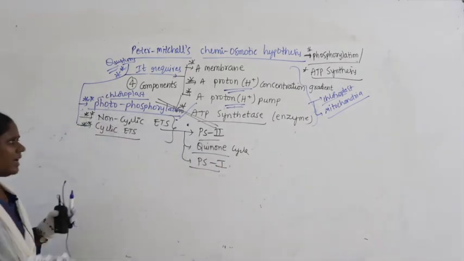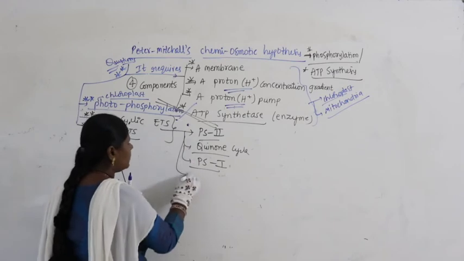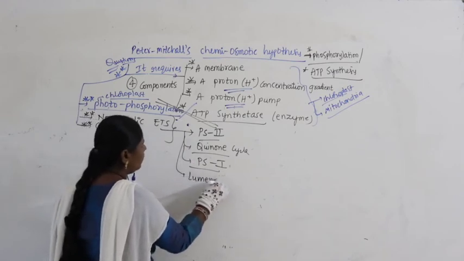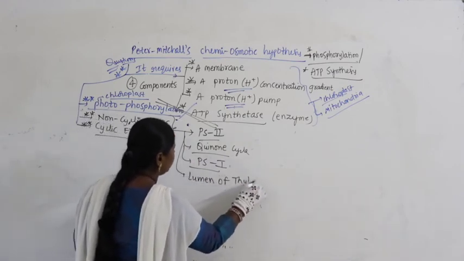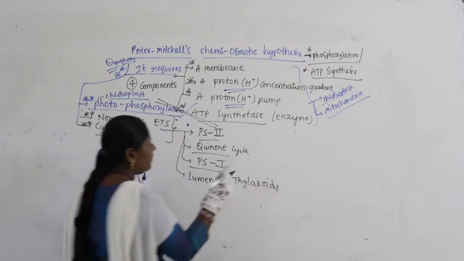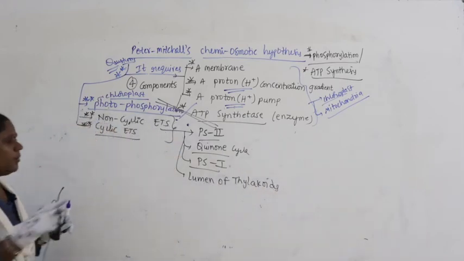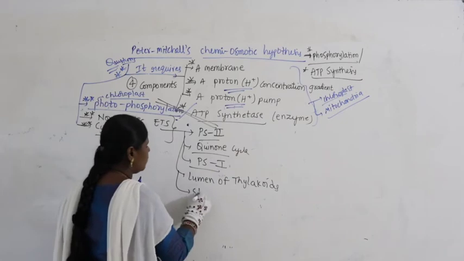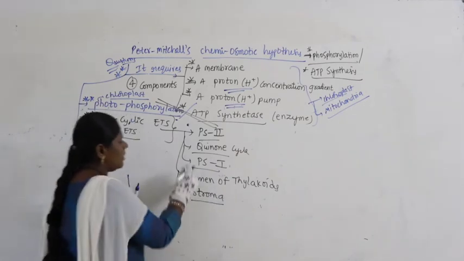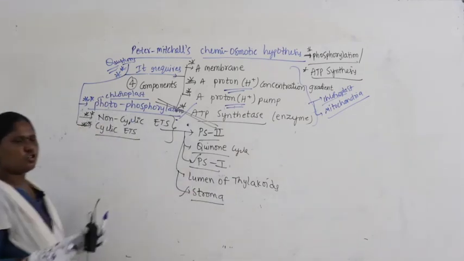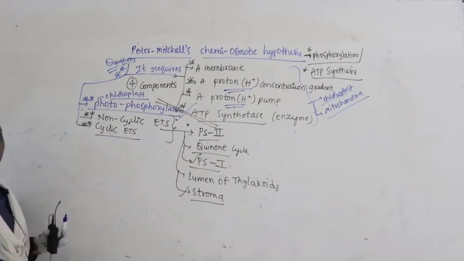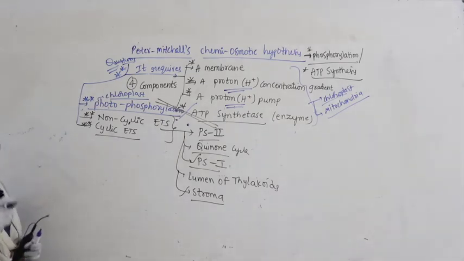And where is the entire story happening? The entire story is happening in the lumen of the thylakoids. And from where are the protons coming? Protons are coming from the stroma. Why? Because PS1 is located in the stroma. Sometimes they will give you a question to identify this.